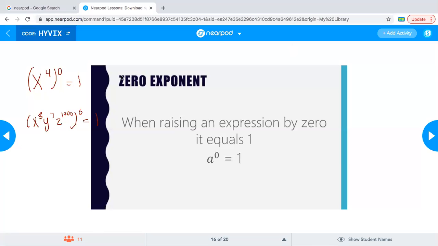So let's say I had (Z to the power of 3, Y to the power of 4) all raised to the power of 0, over Z^5, Y^8.